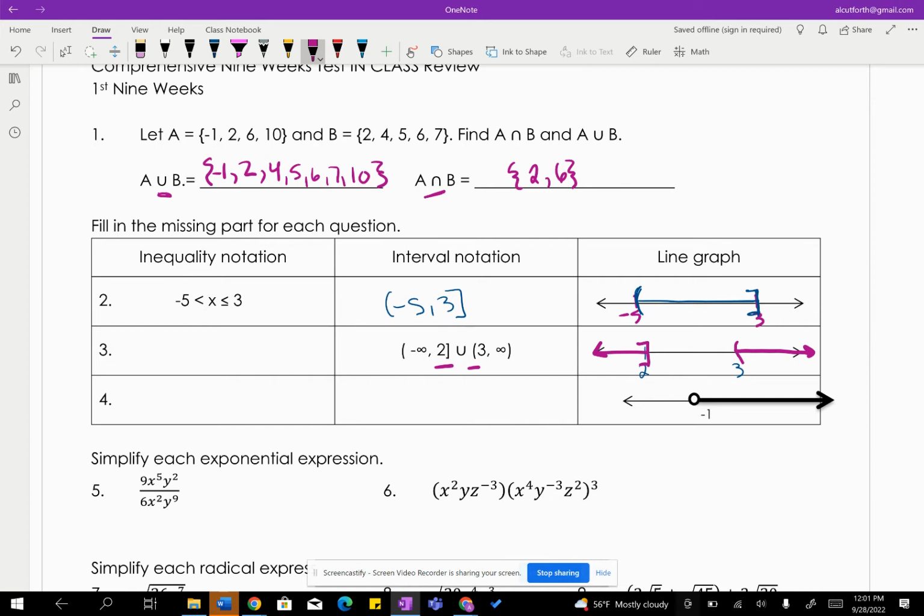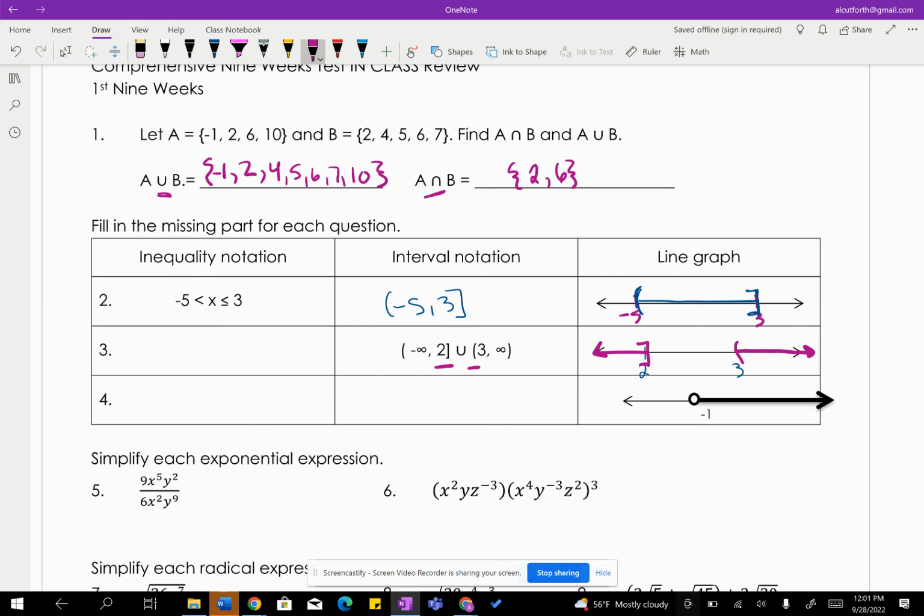Now, this inequality notation, I think, is what messed most people up on the Unit 2 test. So this is really important, this one right here. When there are two separate things, okay, we have to separate them. They can't just be all together. They have to be separate.